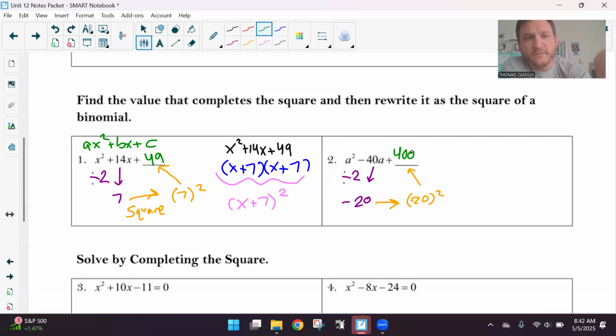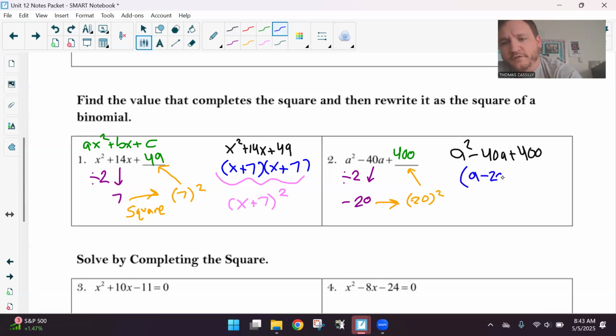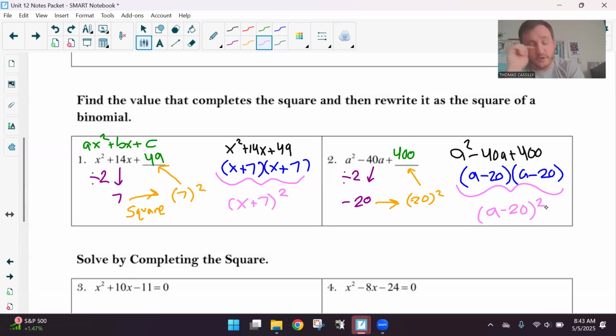All right, so now we can factor this new trinomial. I have a squared minus 40a plus 400. Forgive my handwriting on that one. This is going to factor down to a minus 20 times a minus 20. And hey, it's the same thing, and it should be. Anytime you do this, you need to have the same two terms being multiplied by themselves. So this turns into a minus 20 squared.